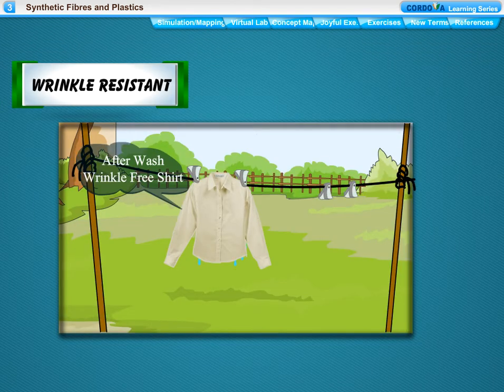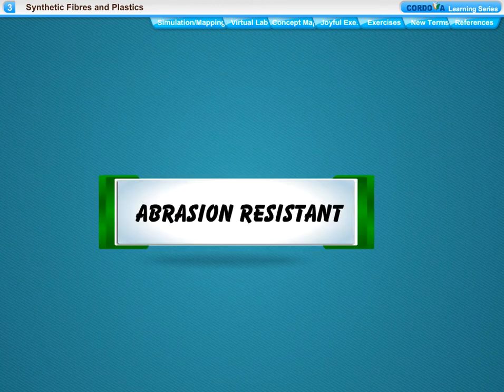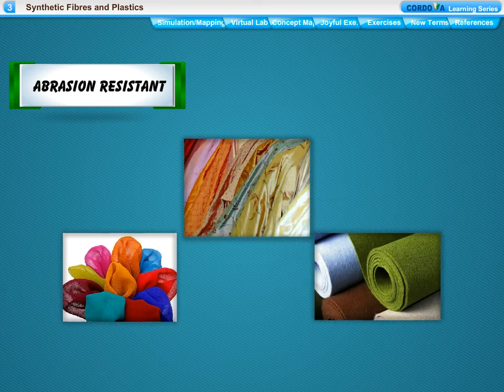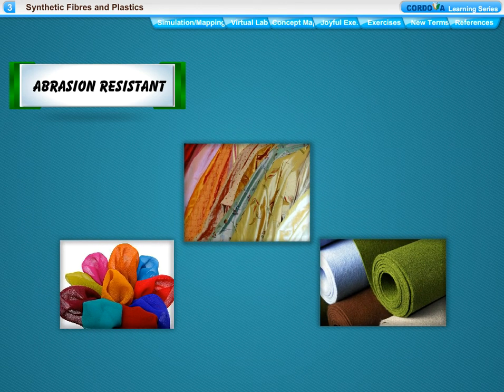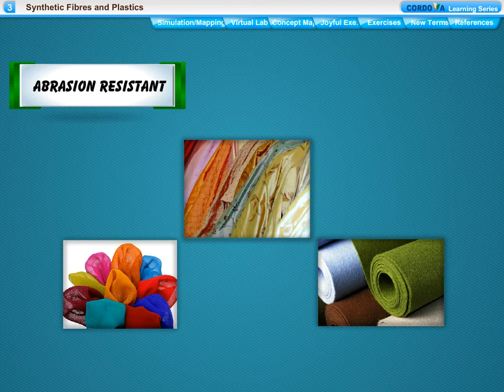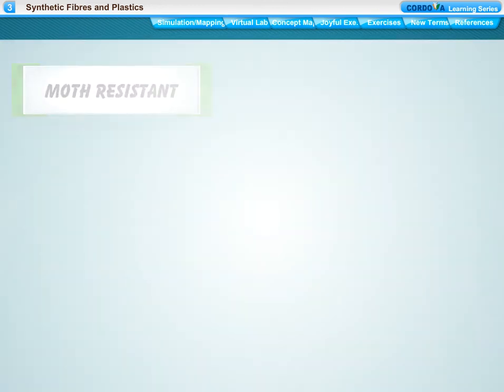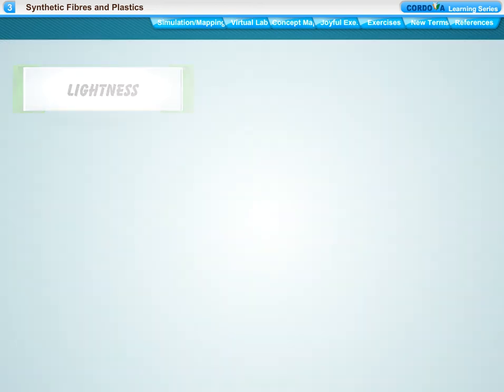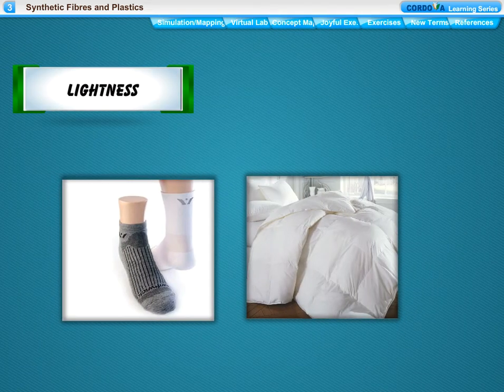Most synthetic fibers do not get crumpled easily during washing or wearing. They resist wrinkles and keep permanent creases. Abrasion resistant. Most synthetic fibers have a high abrasion, wear and tear resistance. So, the clothes made of synthetic fibers are more long-lasting or durable. Moth resistant. Most synthetic fibers are not attacked by moth and mold. Lightness. Most synthetic fibers are quite lightweight.